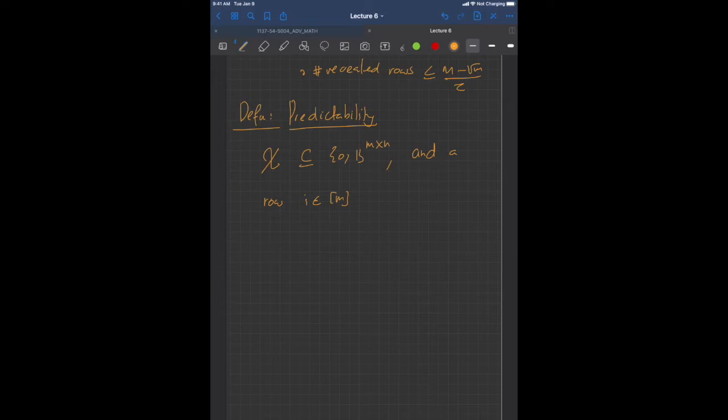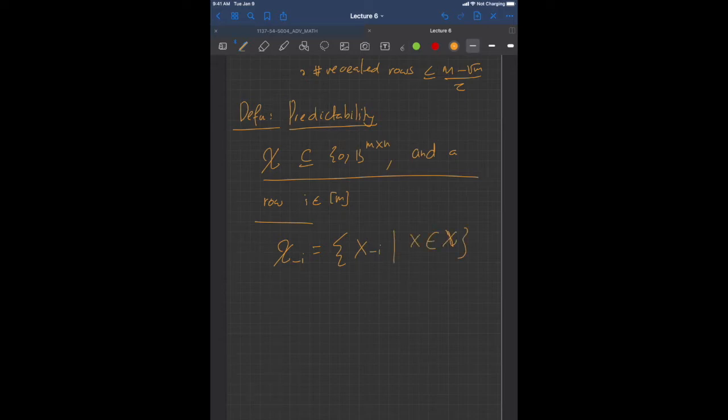the way we look at the information that the players know about this row is as follows. We think of this set X as a binary graph. How do we do that? Let me introduce some notation. Let me define X minus i to be the projection of the set of matrices X onto all the rows but the ith row.